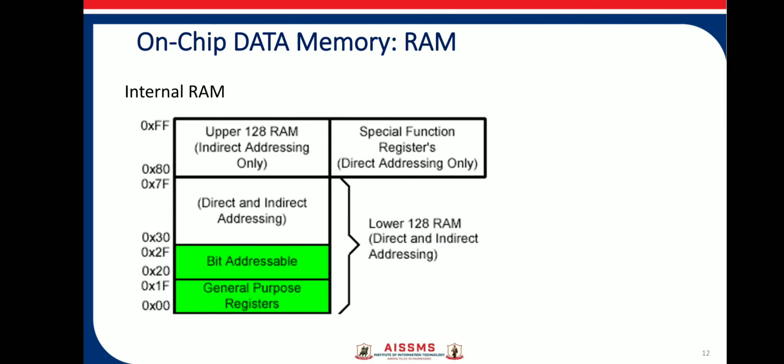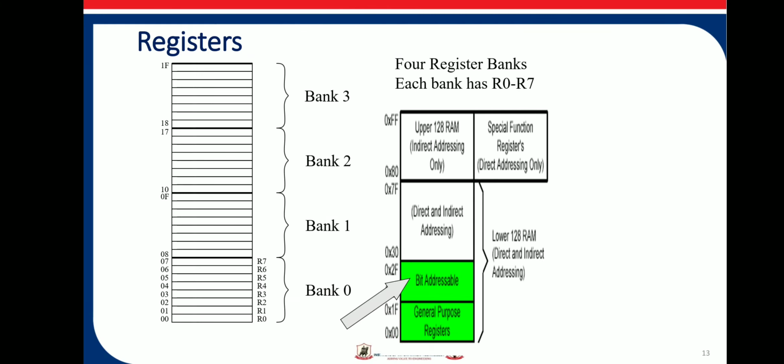So this is the on-chip data memory RAM. We can see the general purpose registers, the bit addressable registers, and direct and indirect addressing. The upper 128 bytes of the RAM is for the indirect addressing mode. So these are the register sets in the 8051. Each register bank has registers R0 to R7. The memory addresses 20 to 2F are reserved for bit addressable memory. The memory addresses 30 to 7F are for the direct and indirect addressing modes.